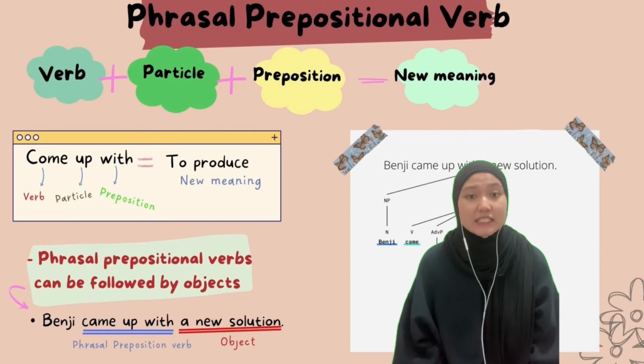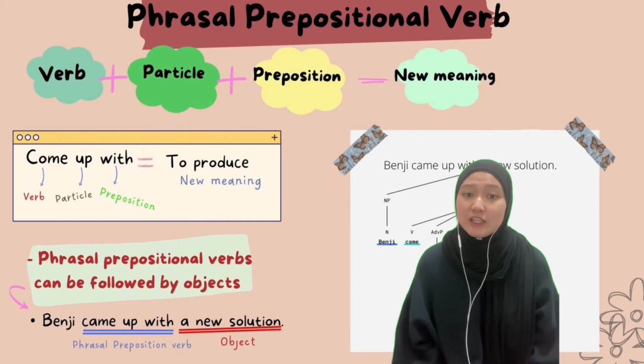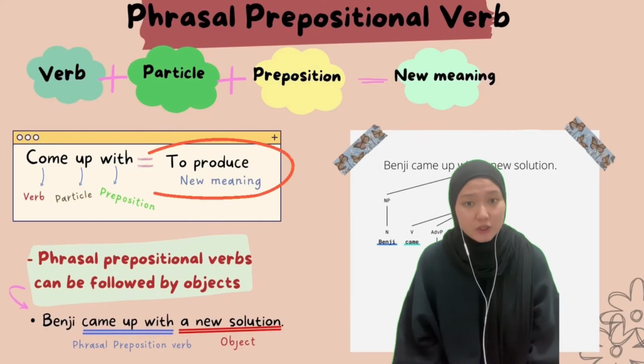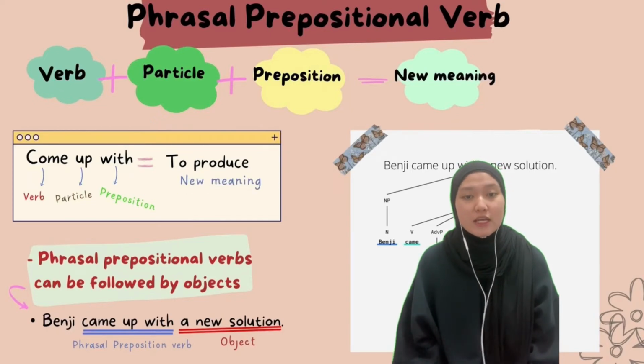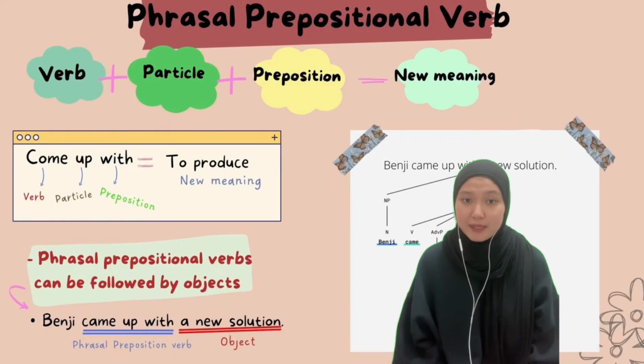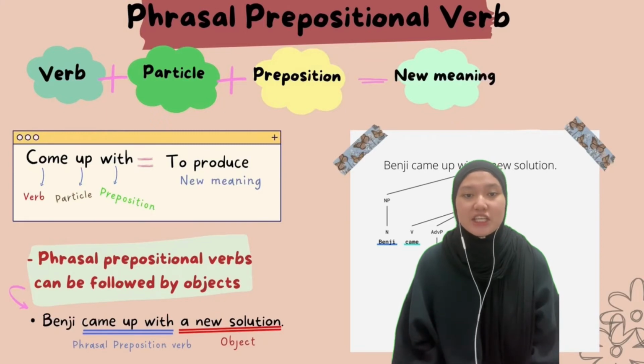Come is a verb, up is a particle, while with is a preposition. With these three words combined, it gives out a new meaning, which is to produce something. When using a phrasal prepositional verb in a sentence, it can be followed by an object. For instance, Benji came up with a new solution.